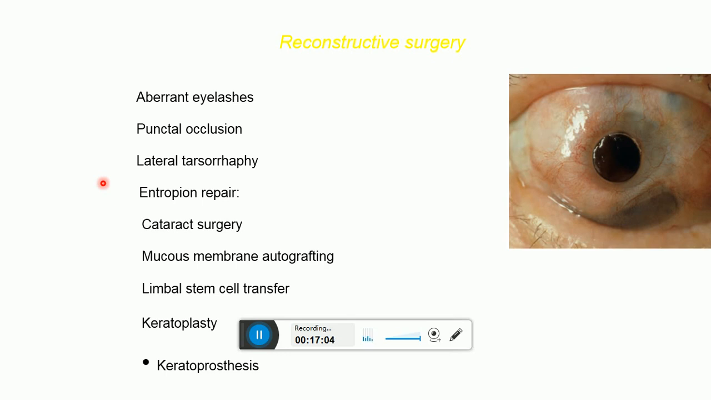Keratoplasty has a high risk of failure. Laminar grafts may be effective for perforation. Keratoprosthesis may be the only option in end-stage disease. Here you can see keratoprosthesis.